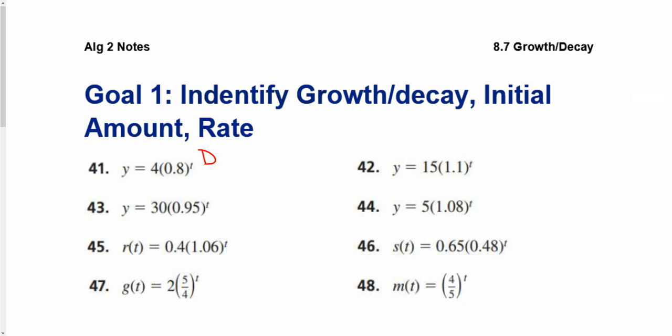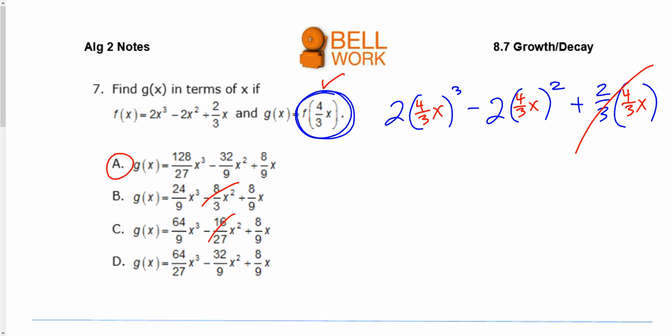How about in 42? Okay, you think that's growth? How about in 43? So you think that's decay. 44? Growth. 45? Growth. 46? Does anyone see a pattern here on how to tell if it's growth or decay? What's the pattern? Exactly. Anything above 1 is growth, and anything below 1 is decay.